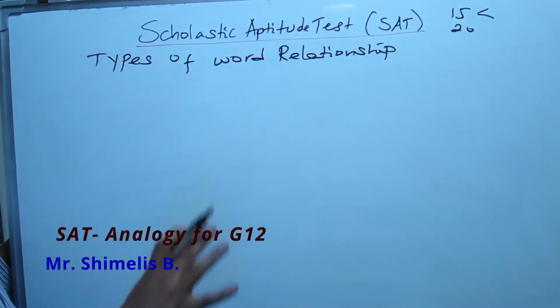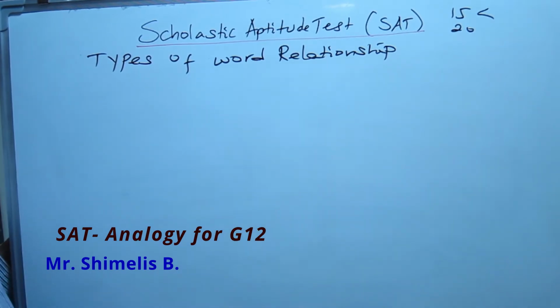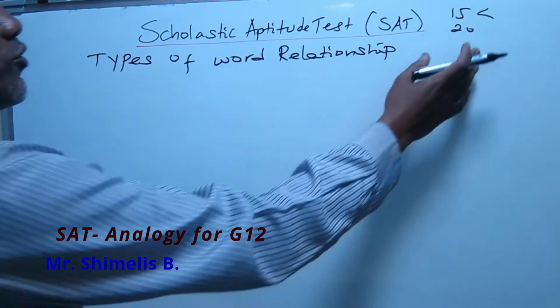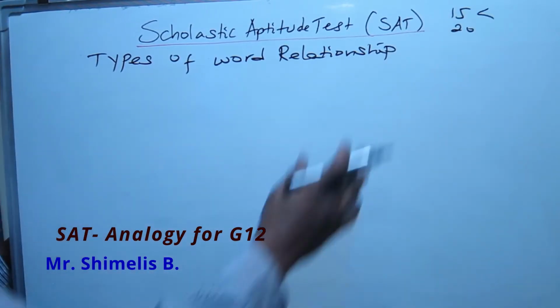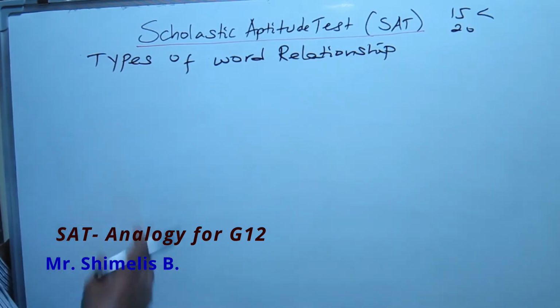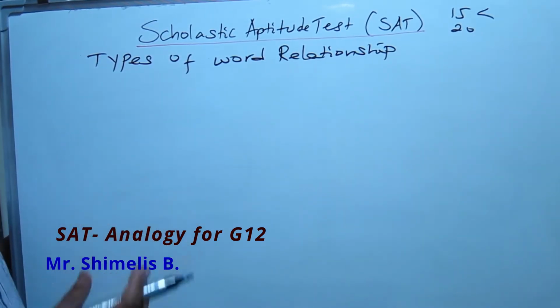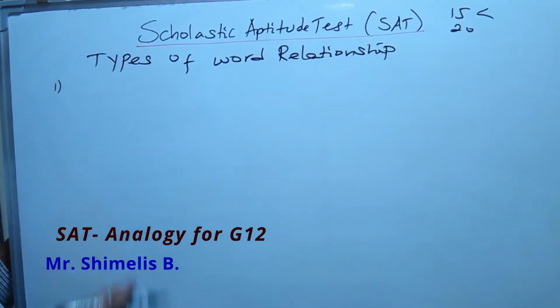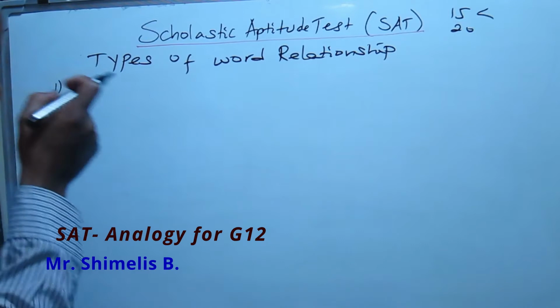So if you know this number of word relationship types, you would find it easy to answer analogy questions. You have at least approached 50% of the answer if you know about 15 or about 20 types of the most frequently appearing word relationship types. The next thing would be a matter of the number of vocabulary that you know that involves SATs or analogy.